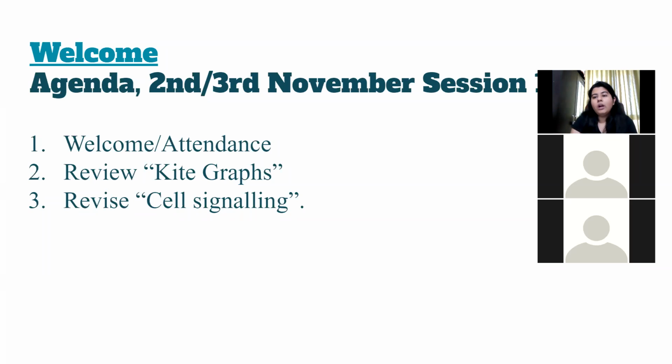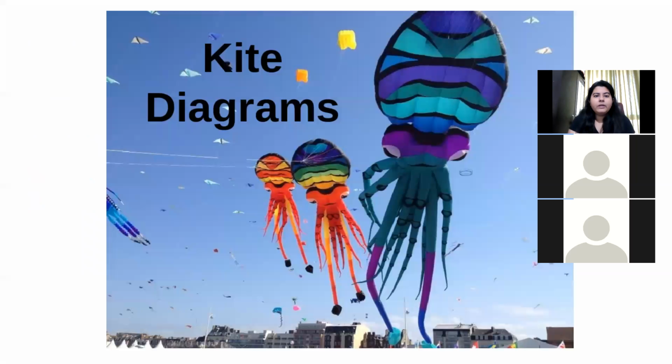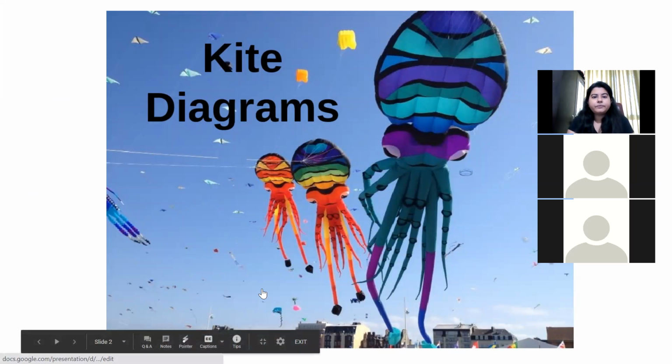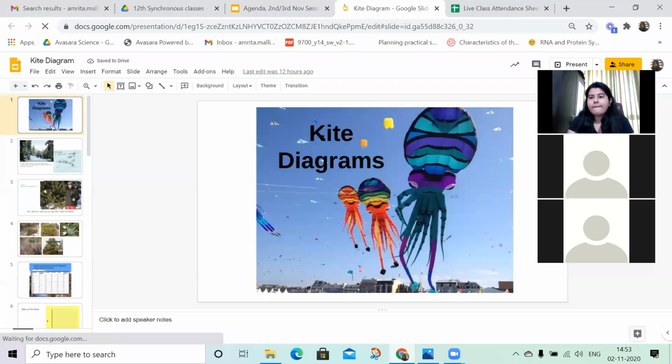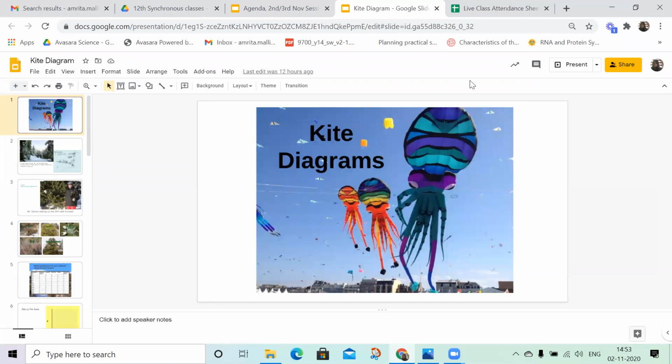So knowing how to draw the graph will actually give you a sense of what is the meaning of those kites in the graph, what information it is giving, and what variables you're taking into account while filling a kite graph. After that, we will discuss briefly the main concepts of cell signaling and answer some questions about cell signaling. So our topic begins with kite diagrams today. Let's begin then.